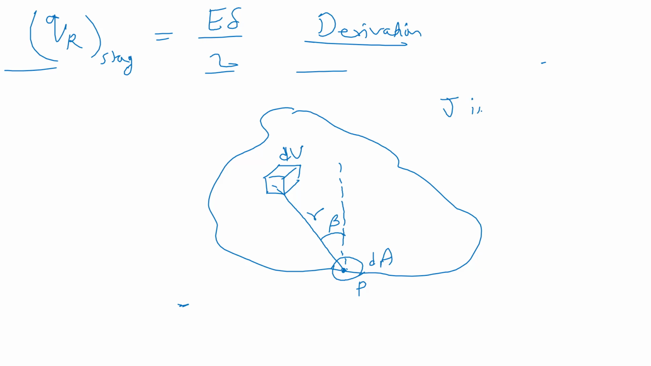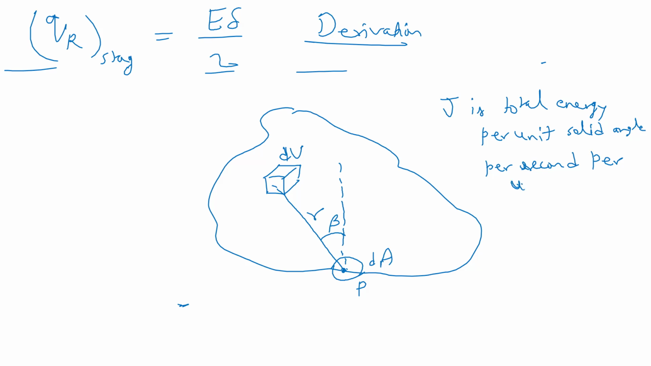And J is the total energy per unit solid angle, per second, and per unit volume.